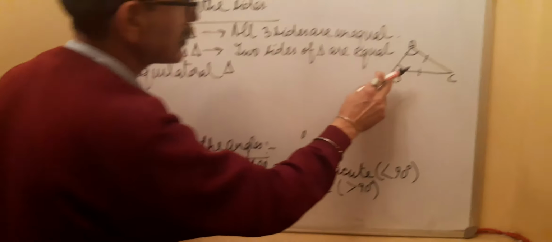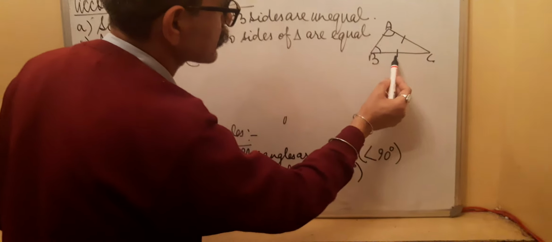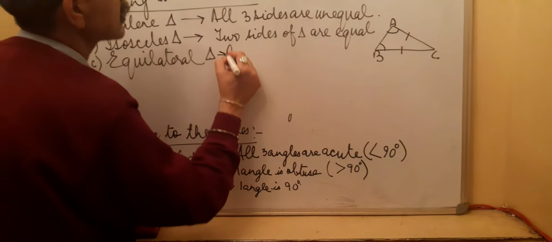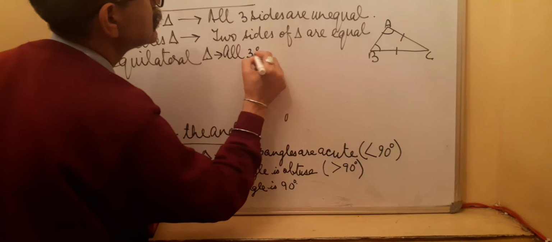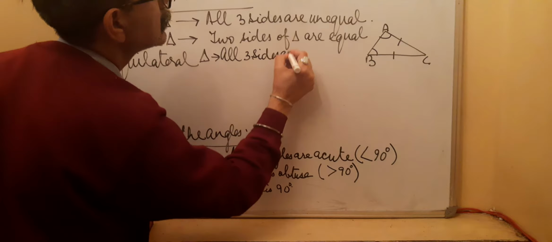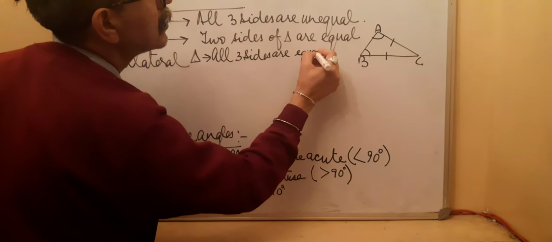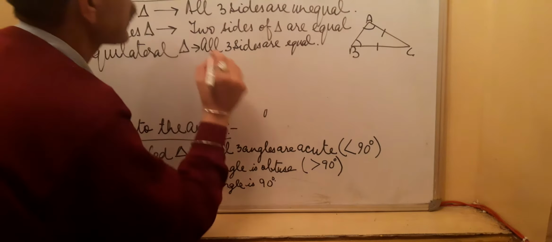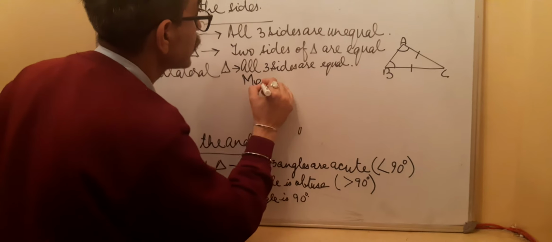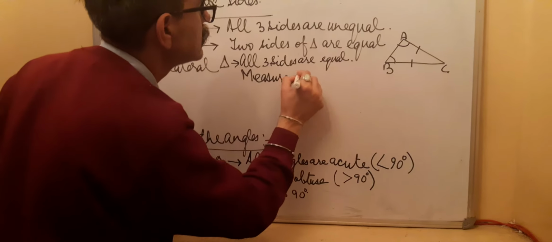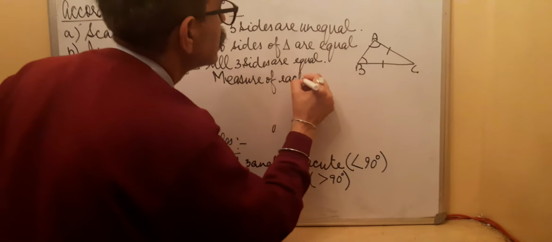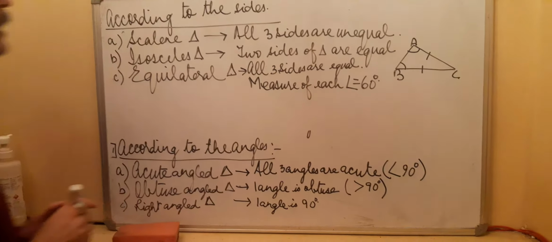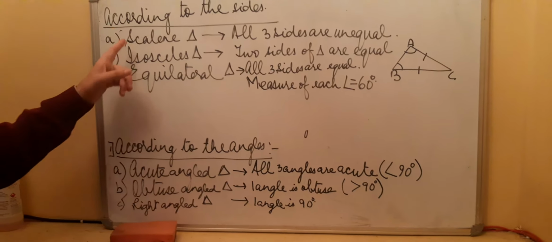The property is the angles opposite the equal sides are equal. And an equilateral triangle, all three sides are equal, and the measure of each angle of an equilateral triangle is 60 degrees.